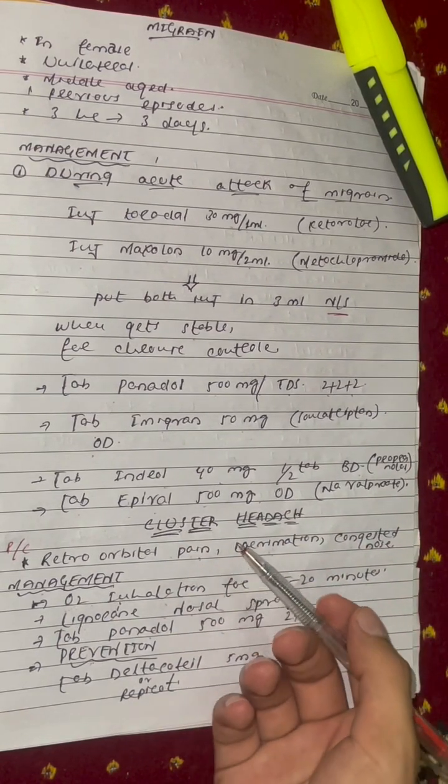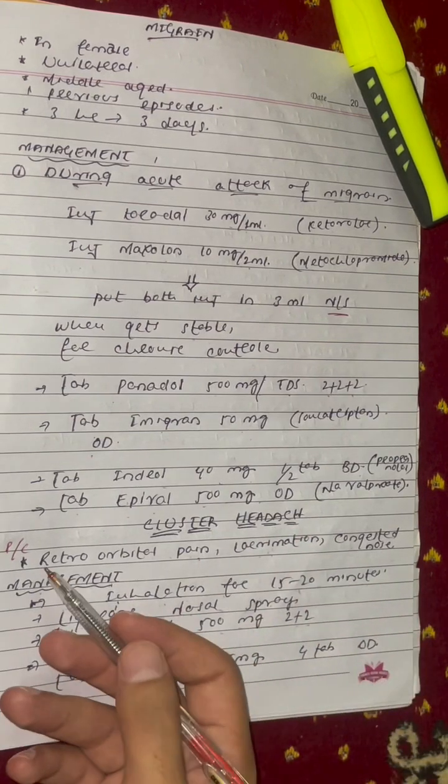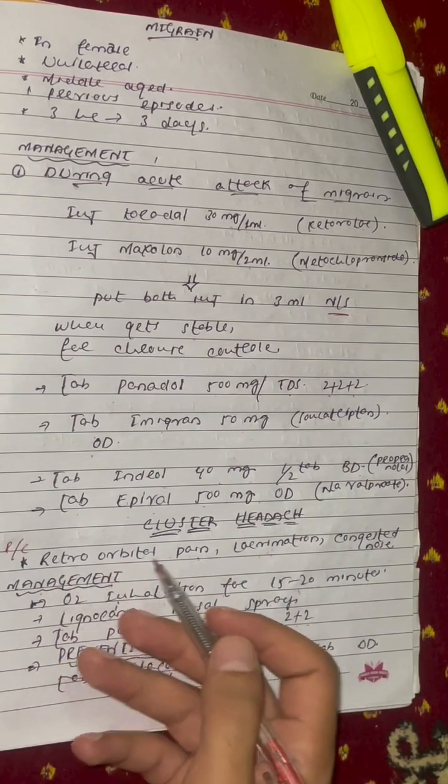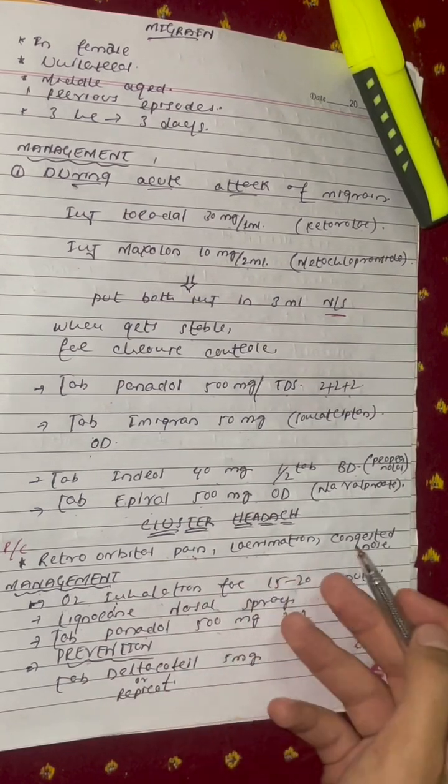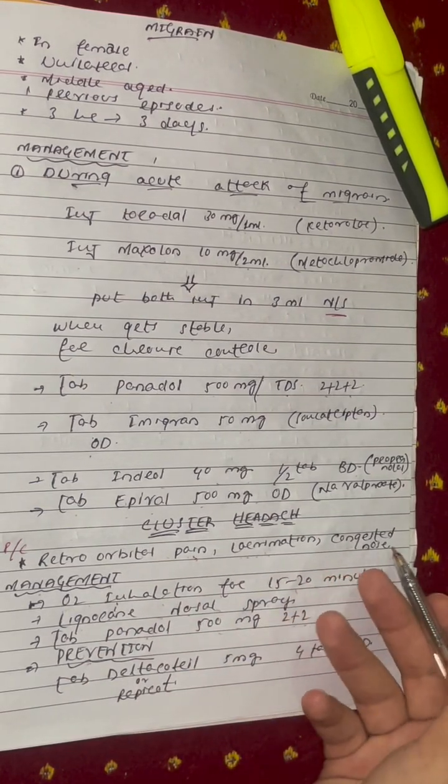Now let's discuss cluster headache. The patient will come with the chief complaint of retro-orbital pain. It is pain around the eye, with lacrimation and a congested nose, right?